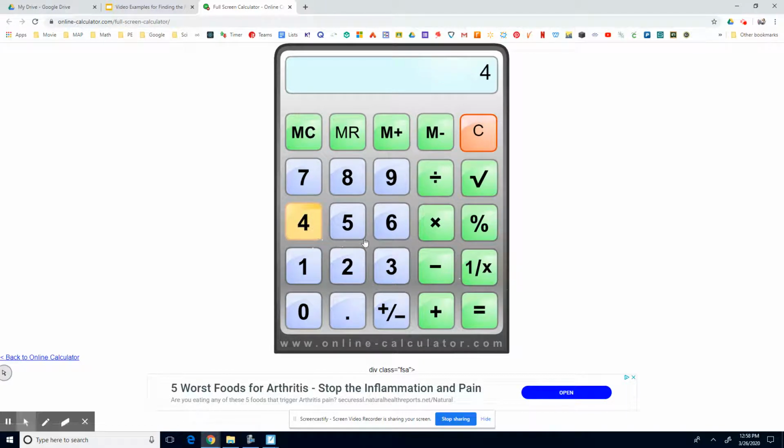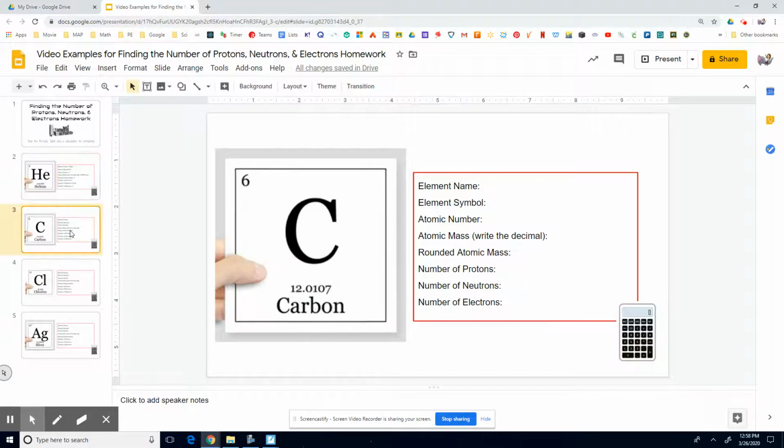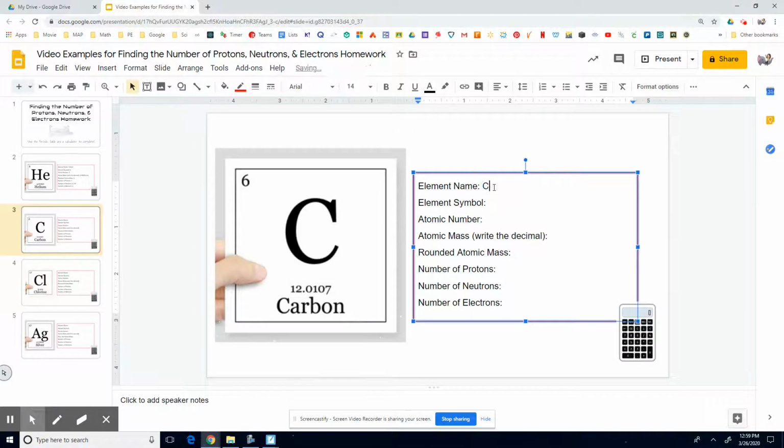And if you needed to check that 4 minus 2 is 2, then you could have found it that way. All right, next one, carbon, I see over here. All right, so let's start filling it in. I see that its name is carbon, so I'm going to type carbon in here with no spelling errors. I see its symbol is C.